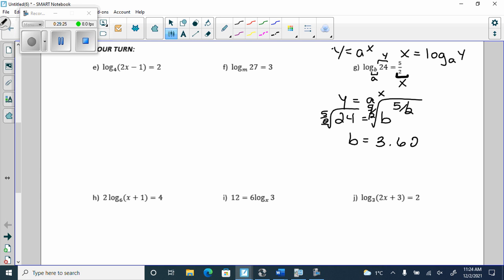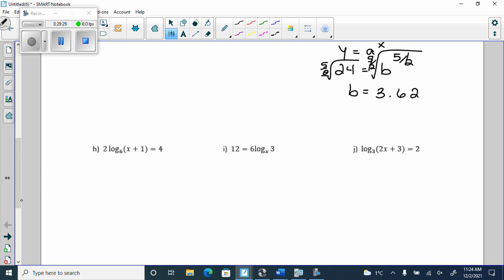Okay. What's the problem with H? Yeah, 1, 2, 3, 4 options. I can only have 3. So I need to get rid of this 2. How do I get rid of it? Divide it.